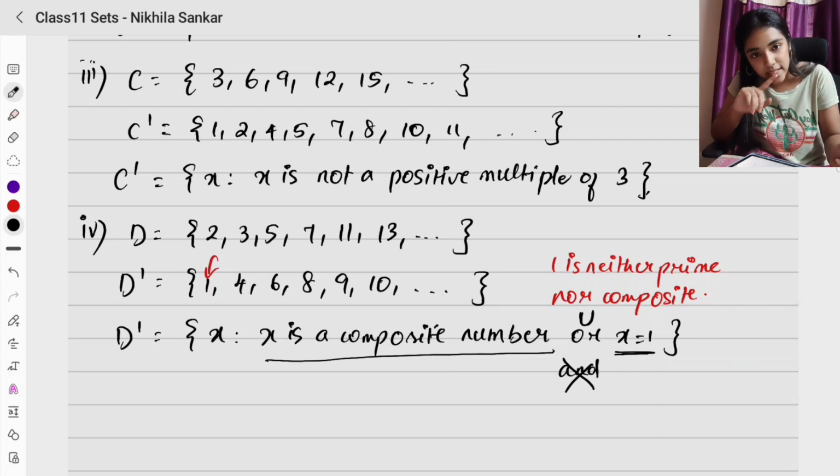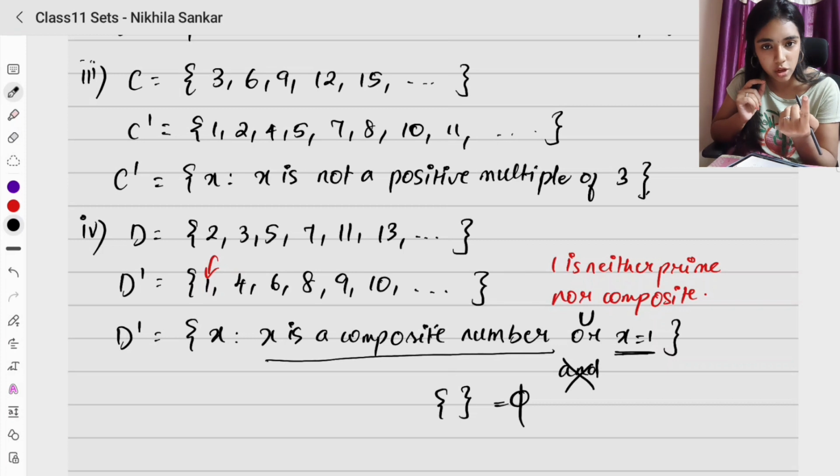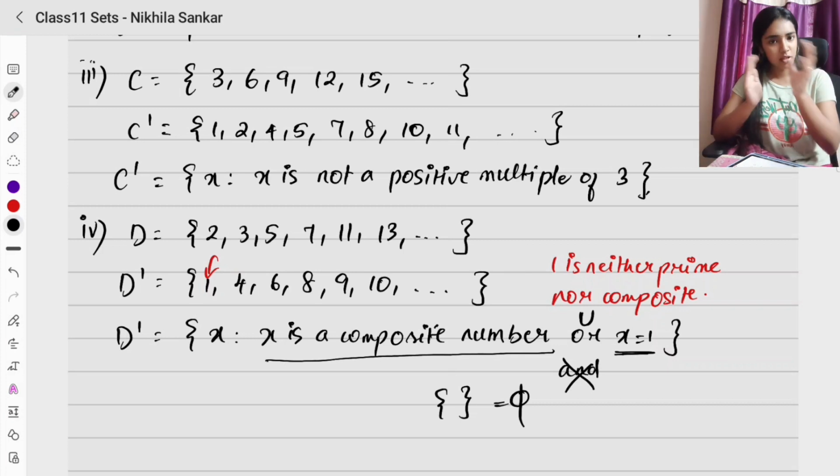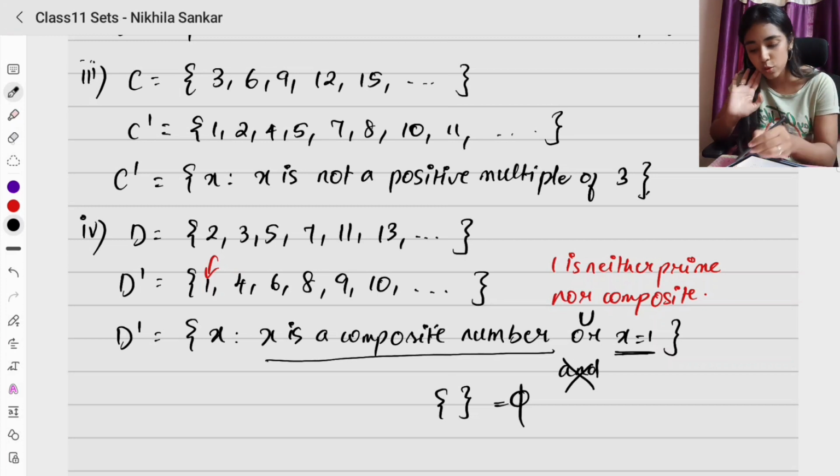And if x is a composite number and x is equal to 1, you will have a null set. When you write x is a composite number and x is equal to 1, you will get a null set because 1 is neither prime nor composite. So 1 and composite numbers have nothing in common. Okay? As simple as that. Clear? Rewind and watch the video again. x is a composite number or x is equal to 1 because we are dealing with union. Okay, so this is how you write D dash.